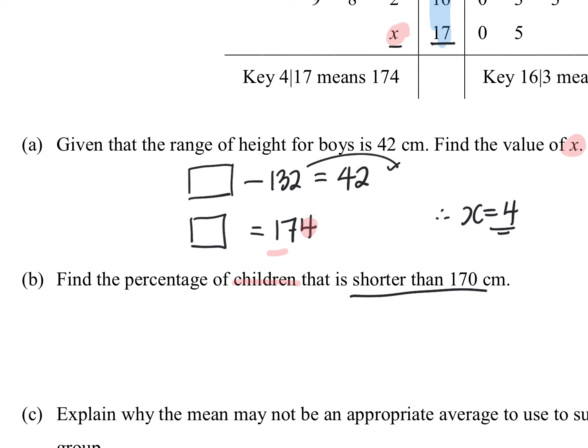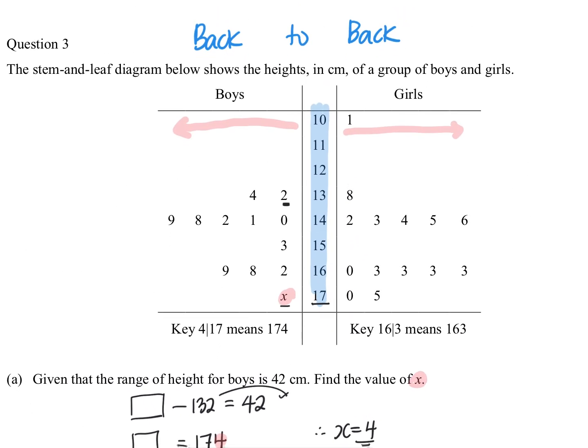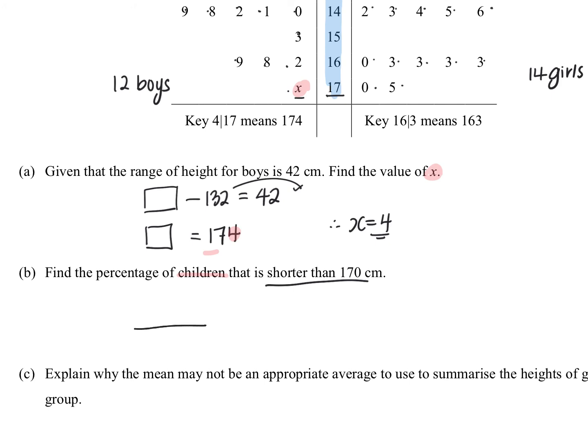So I want to find the data values of every child that is shorter than 170. But before we begin, we need to know a total value. How many boys and girls are there in total? Is it the same? Let's calculate. 1, 2, 3, 4, 5, 6, 7, 8, 9, 10, 11, 12, 13, 14. There are 14 girls. Then 1, 2, 3, 4, 5, 6, 7, 8, 9, 10, 11, 12. There are 12 boys. How many children are there in total? So 12 plus 14, that's a total of 26 children.